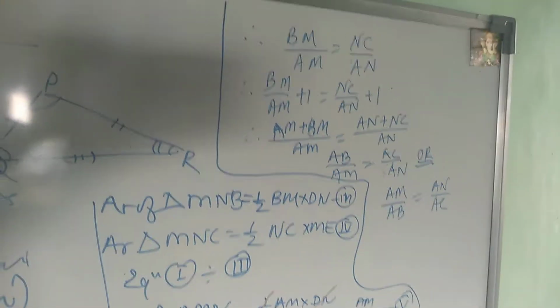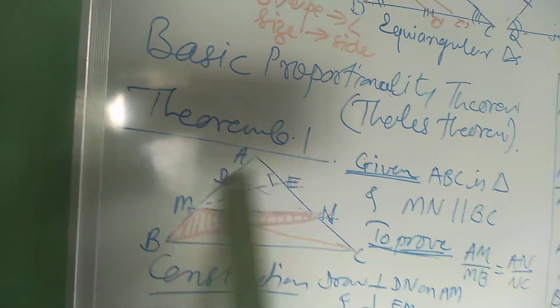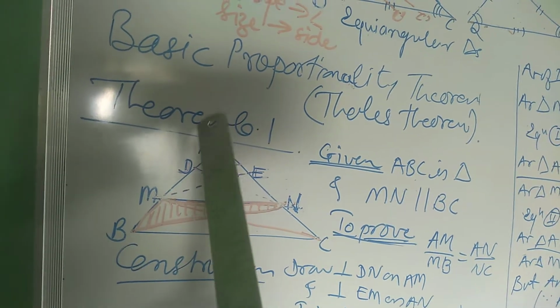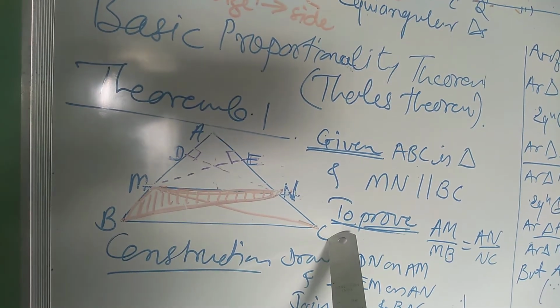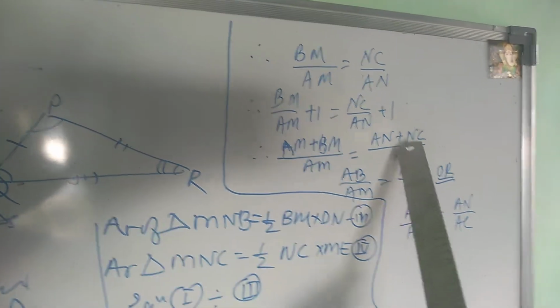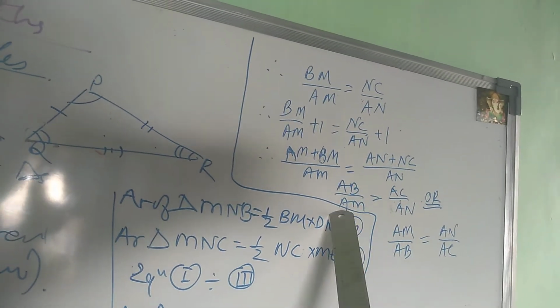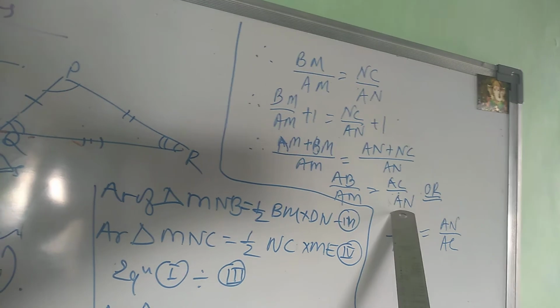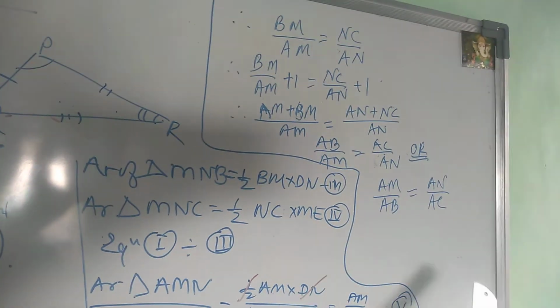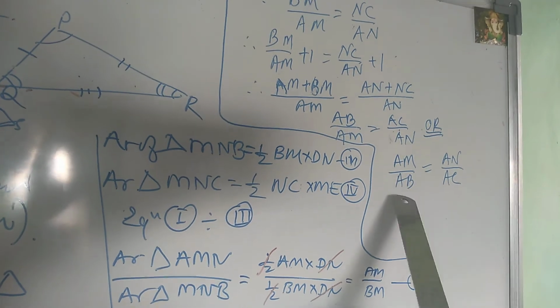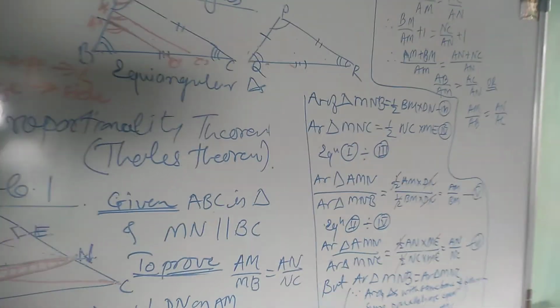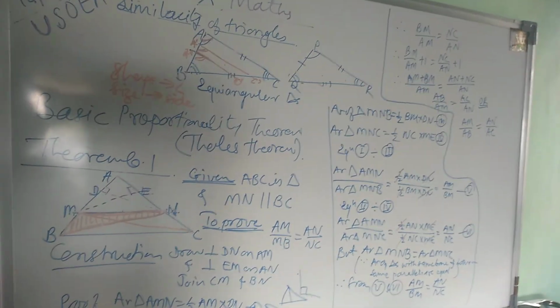Further, we can extend this theorem to show AM to the whole length AB is equal to AN to the whole length AC. To show that, what we have proved here, we have just taken the reciprocal of it and added 1 on both sides. You will get AB divided by AM equal to AC divided by AN. Now we can take the reciprocal of this. After taking the reciprocal, you will get this. So this result can be extended, and that is known as the basic proportionality theorem.